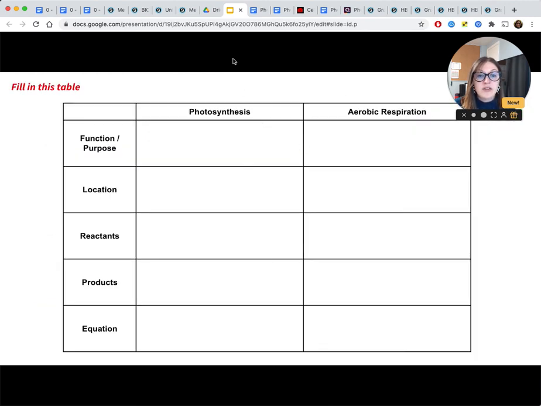All right, summarize your learning by filling in this table as best as you can. I do not have answers for you for this. You need to figure it out on your own. If you have questions, send me a message.